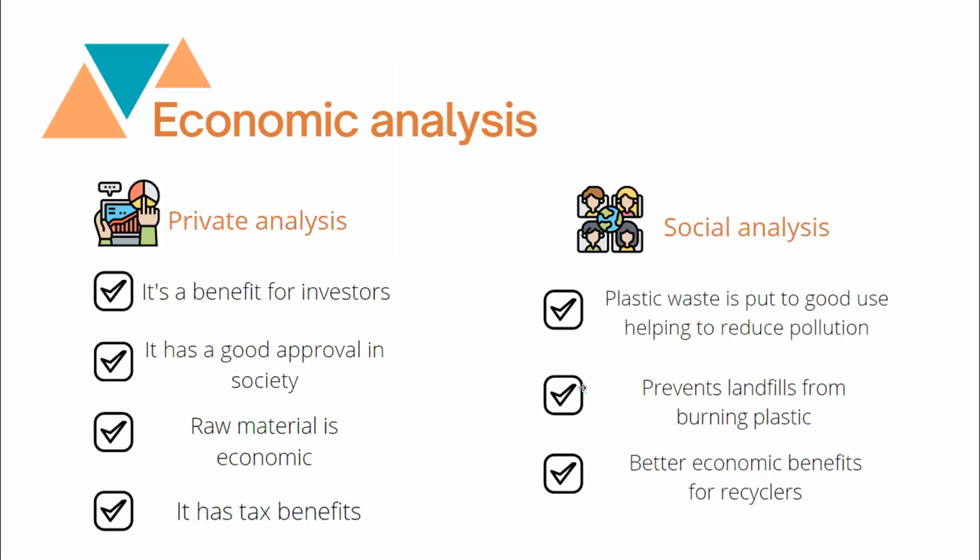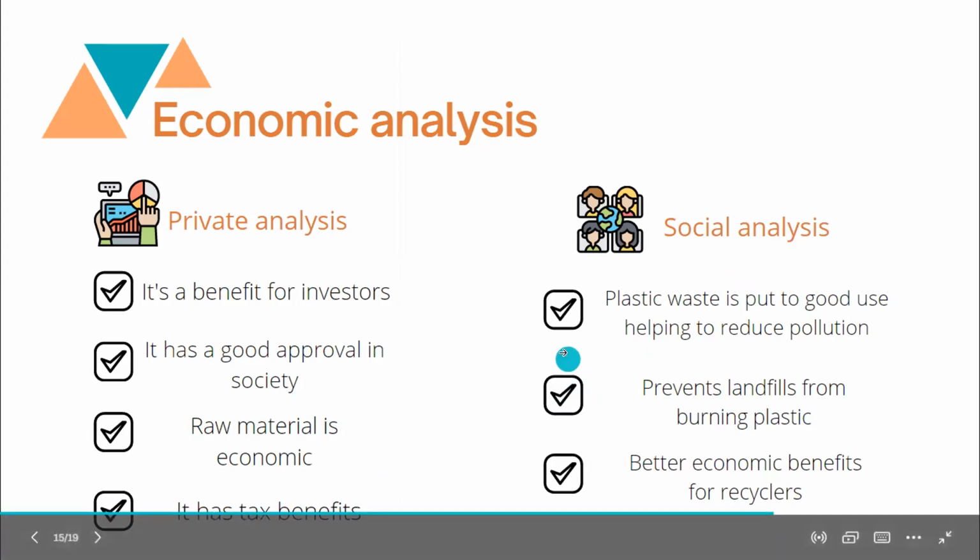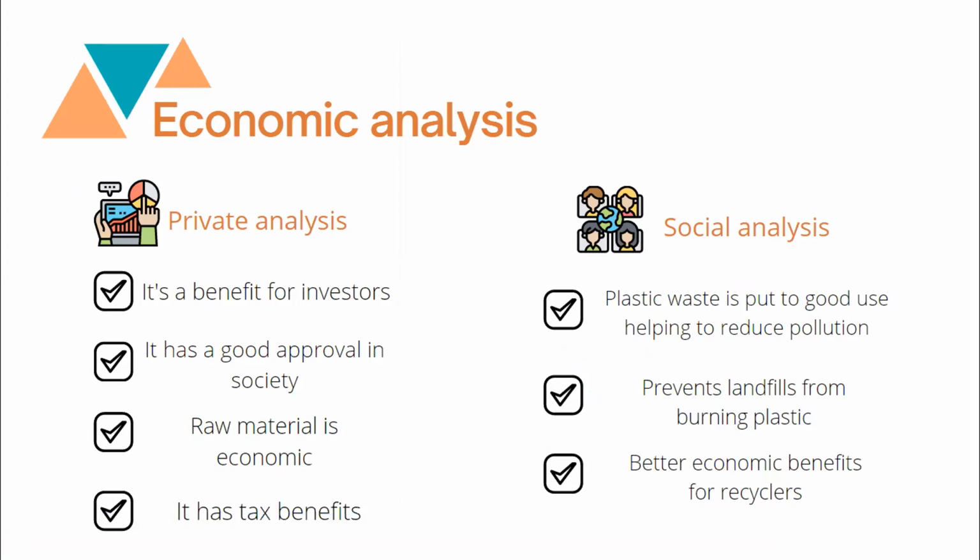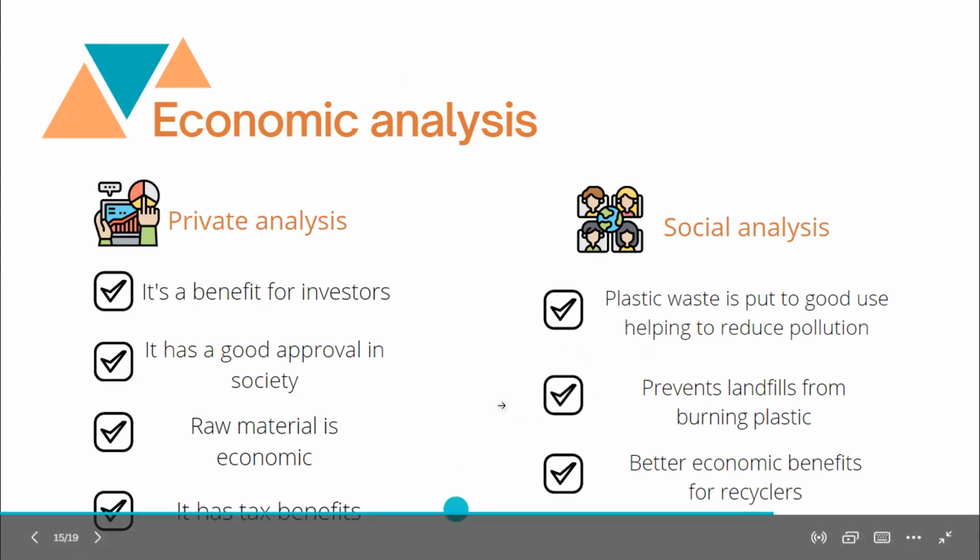About the economic analysis, we have two types, the private analysis and the social analysis. In the private analysis, we have the benefits for the investor. It has good approval in society, the raw material is economical, and it has tax benefits. In the social analysis, plastic waste is put to use, helping to reduce pollution, preventing landfills from burning plastic, and giving better economic benefits for recyclers. Next.